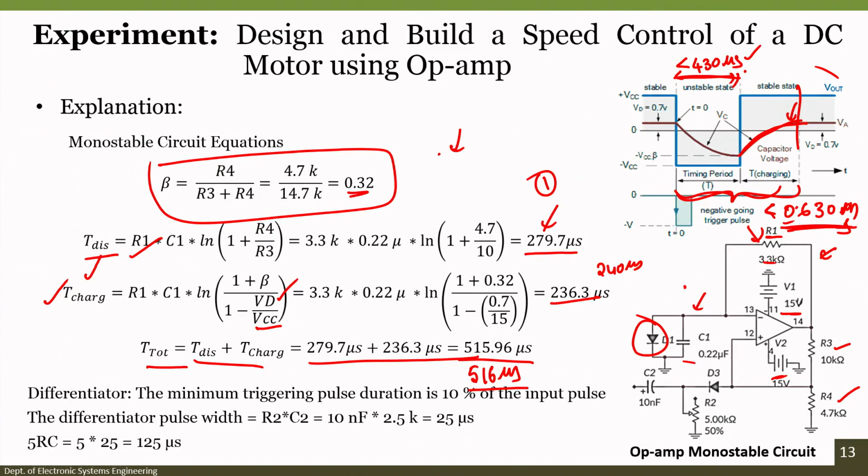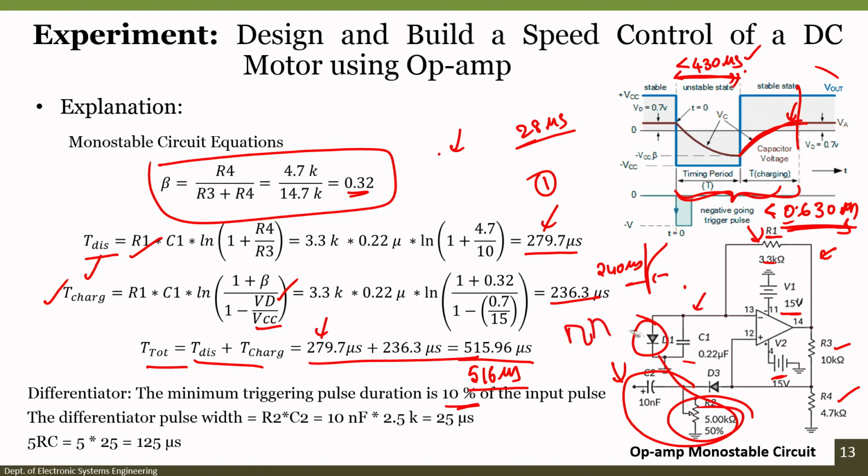Another important thing is that the pulse duration of the differentiator circuit, which is this particular triggering pulse, should be a minimum of 10% of the input pulse. In this case the input pulse is somewhere around 280 microseconds. So, 280 microseconds into 10% gives approximately 28 microseconds of pulse that we require. By fixing this 10 nanofarad capacitor and varying this resistor, we are achieving the pulses that we require.